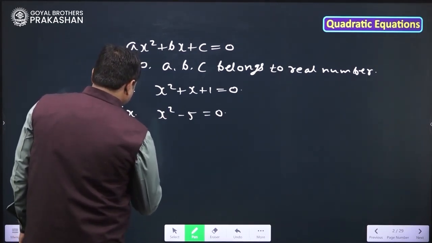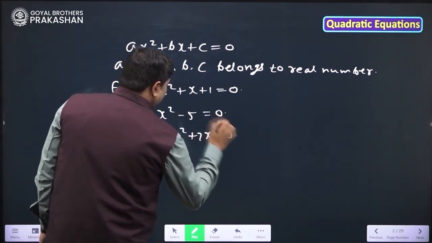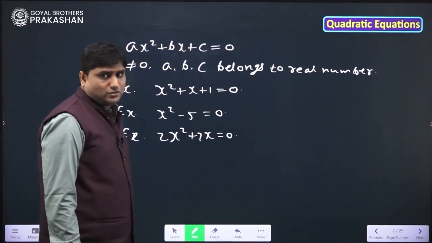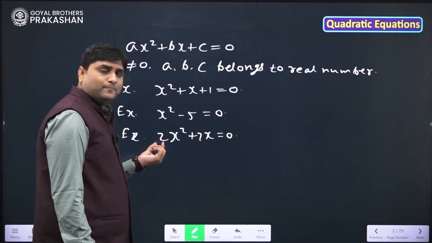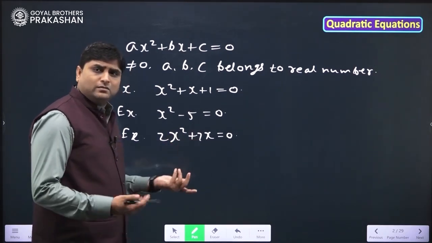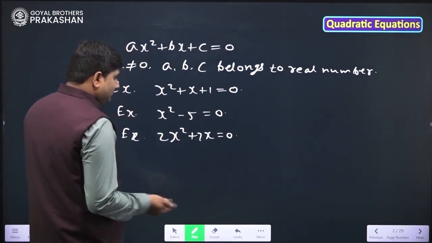If I write 2x² + 7x = 0, is this quadratic? Yes, this is also a quadratic equation, because a is not equal to 0, the coefficient of x² is there, and there is no constant part, so that is not a problem. This is also a quadratic equation.